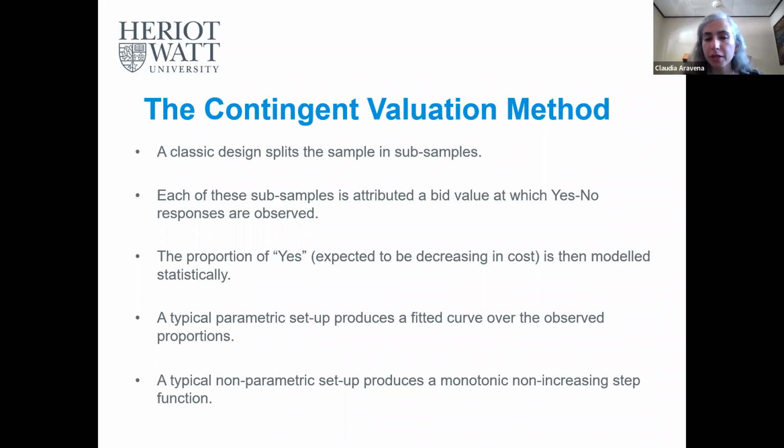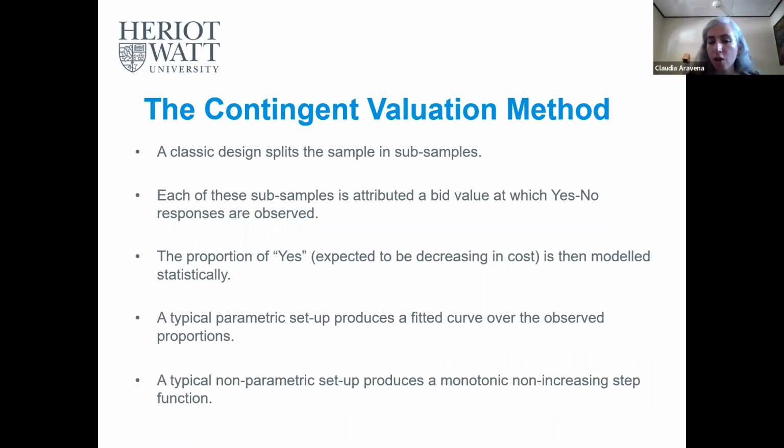In general, we conduct contingent valuation with split samples when you want to test something and you have a treatment and a control group. It's not always; sometimes you can just go for a contingent valuation in general for all. For each of these subsamples, they have a bid value at which they will answer yes or no. The proportion of yes you get is expected to be decreasing with the cost, and then you model that statistically. So you go to people and ask, are you willing to pay X amount for conservation of whales, for example? And they will say yes or no. And you expect that the higher the amount you ask, the lower the proportion of yes you will get.